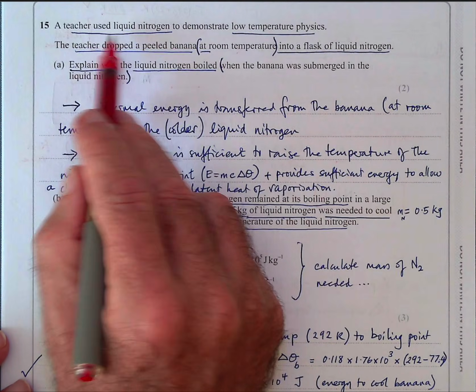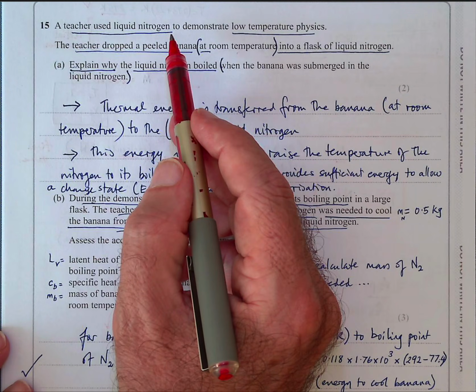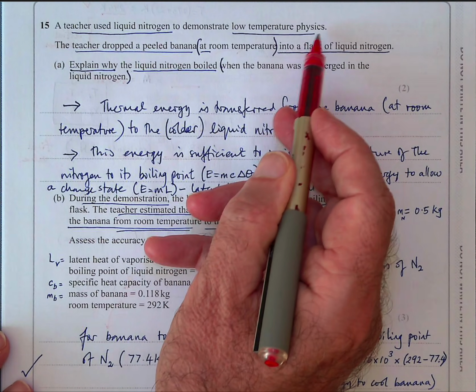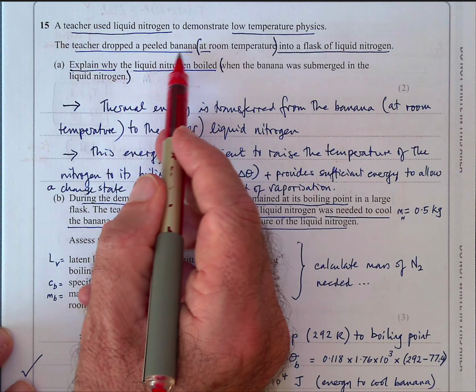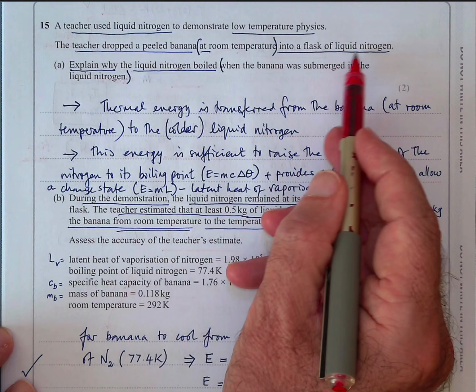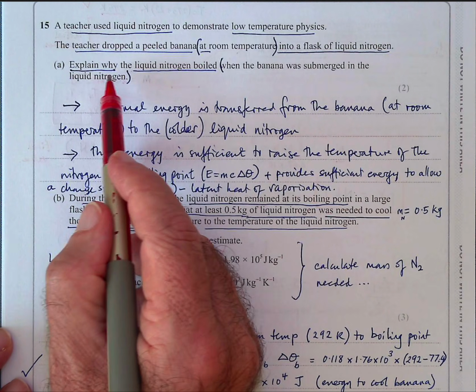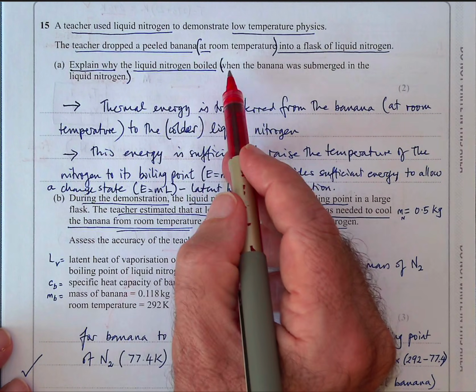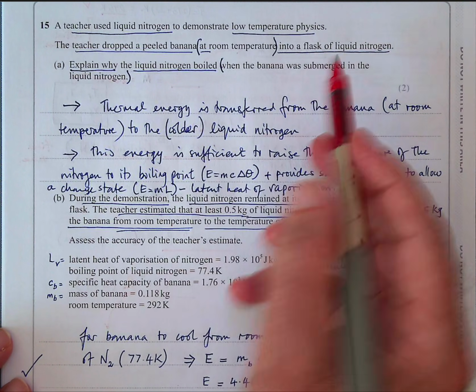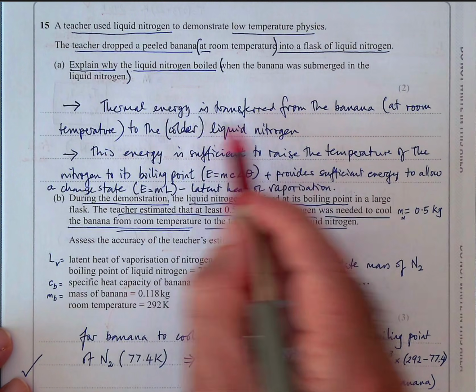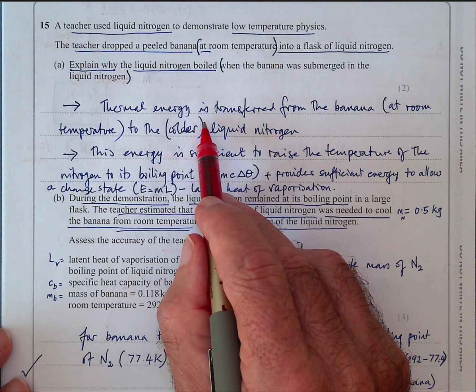A teacher used liquid nitrogen. So we went from nitrogen to liquid nitrogen to demonstrate low temperature physics. The teacher dropped a peeled banana at room temperature into a flask of liquid nitrogen. Explain why the liquid nitrogen boiled when the banana was submerged in the liquid nitrogen. Well, thermal energy is transferred from the banana. This is what they want you to tell.